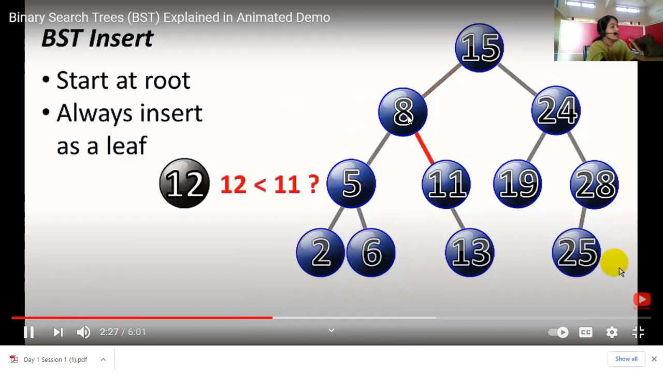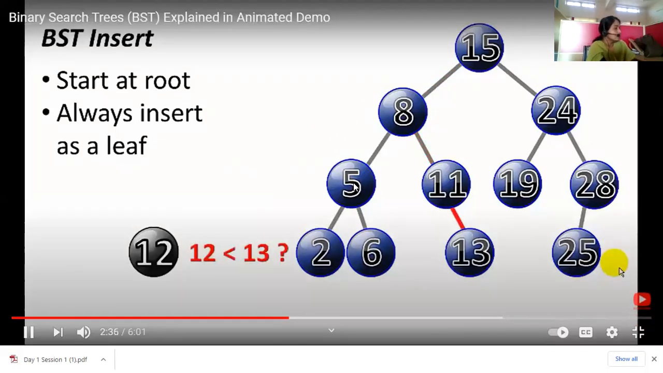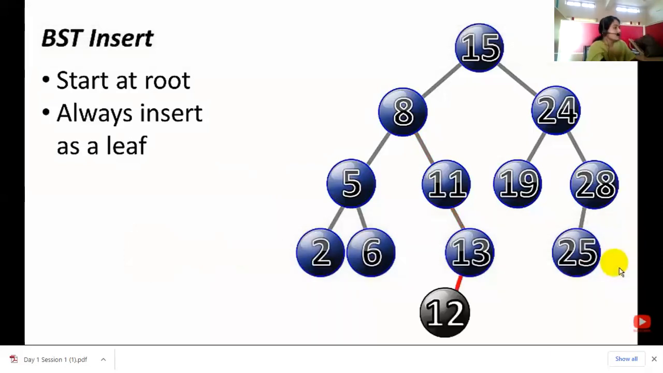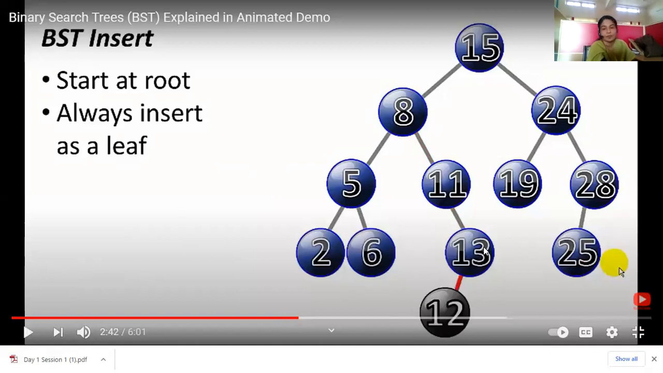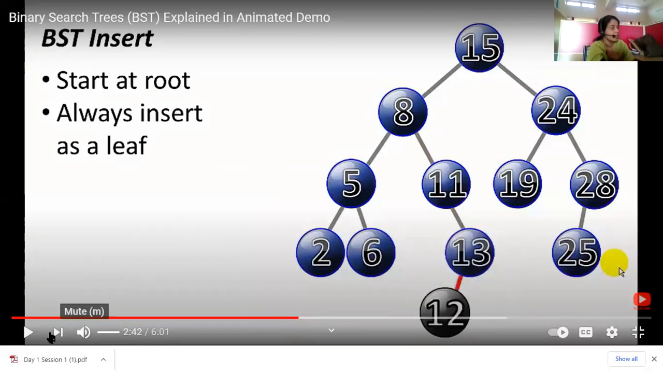So we are comparing it here. Finally I reached here. Here I had an element called 13, and 12 is compared with that one, and we know that 12 is less than 13, so it is placed as the left child of 13. Okay.